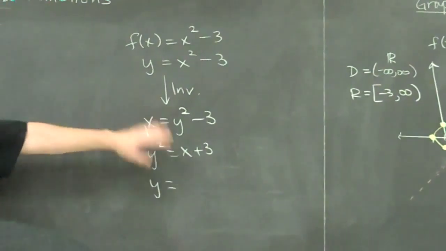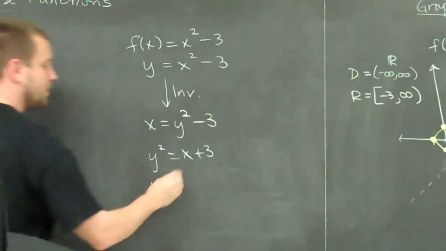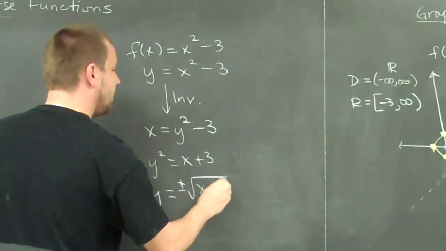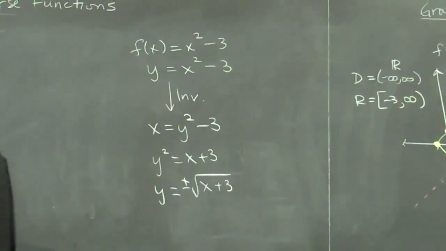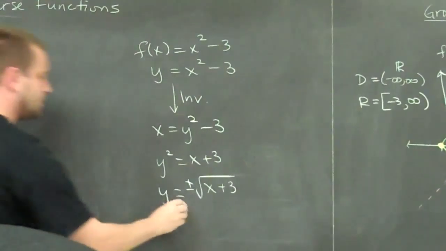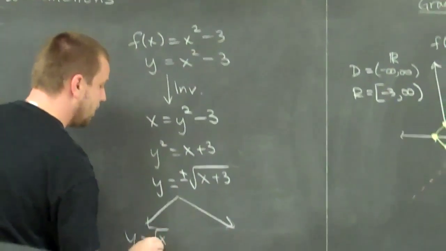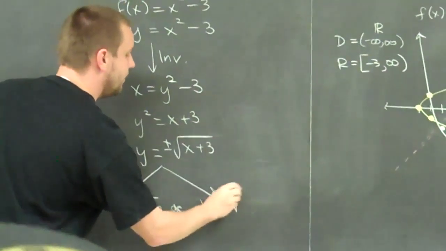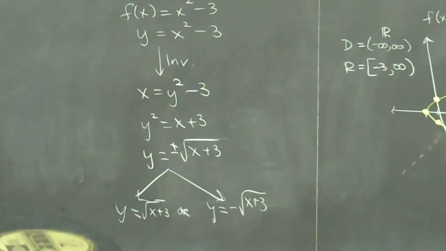Okay. So the square root by itself doesn't do it. It's got to be the positive and the negative square root of x plus 3. Isn't that two equations? Really? So y equals the positive square root of x plus 3, or y equals the negative square root of x plus 3. You remember what the graphs for those look like, right?